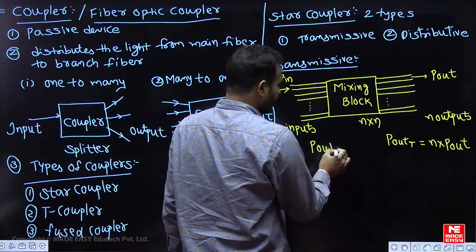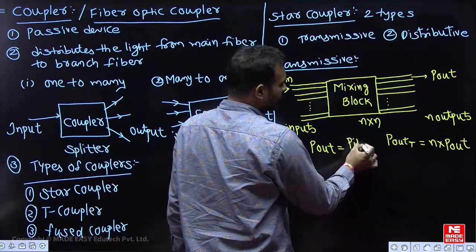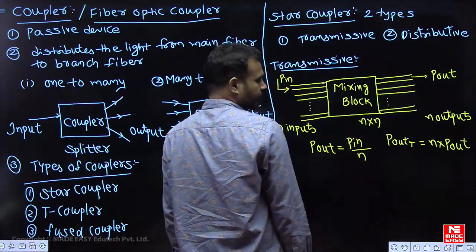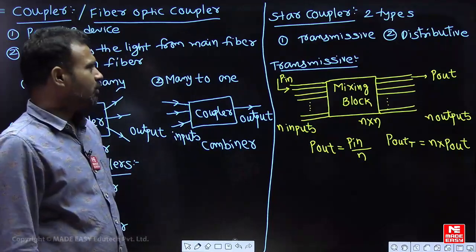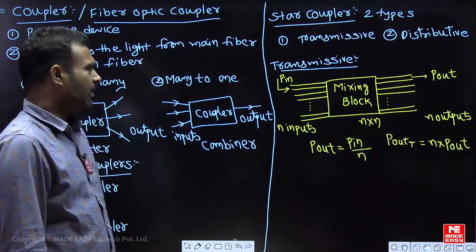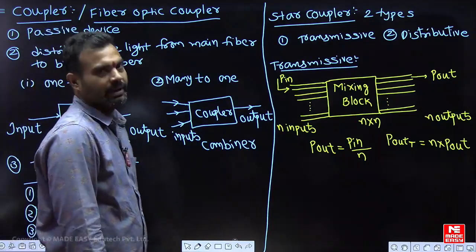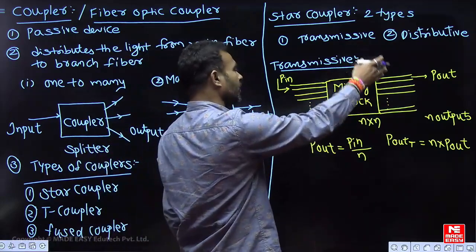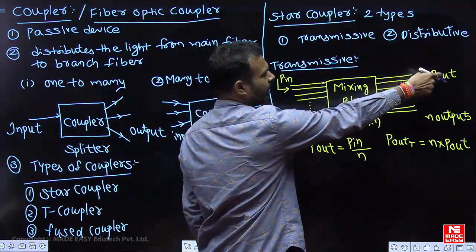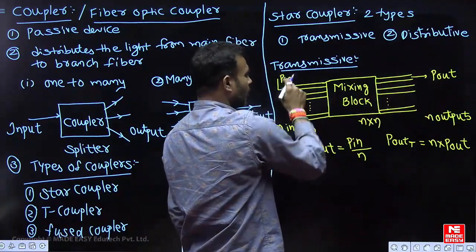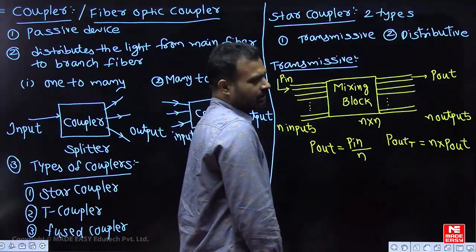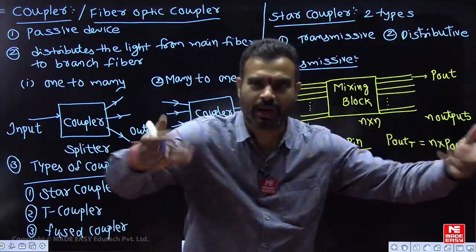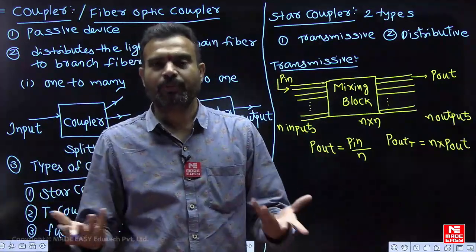Output power P out can also be written as P in by N. So this is about the transmission fiber we are having. So P out is equal to P in by N. What is N? N is the number of outputs. The P in power is only distributed to the N ports we have, so the output power will be shared.